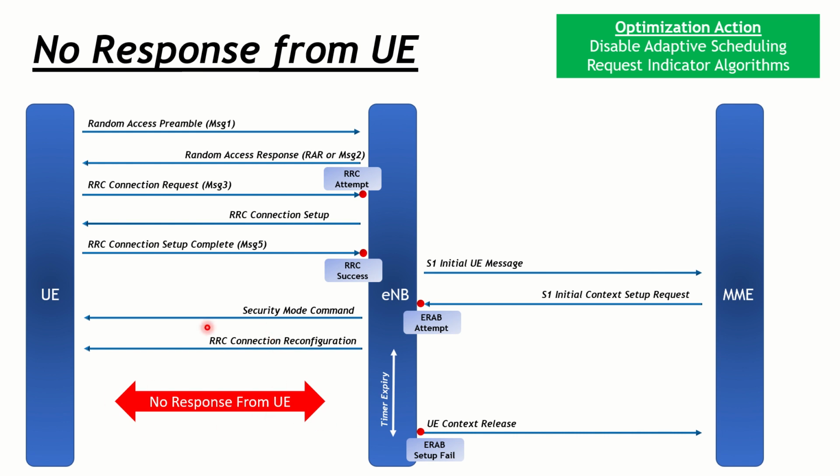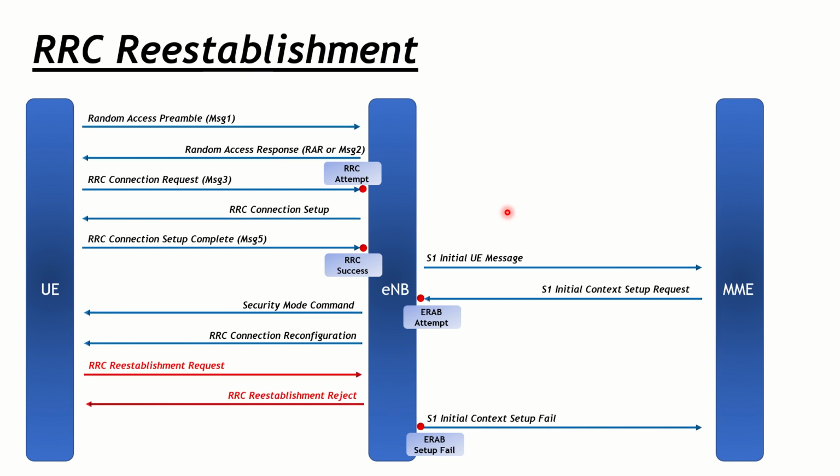So if you're having this issue and you have some feature enabled which can adaptively change the scheduling request indicator, then try disabling it and see if that improves. Okay, another issue would be RRC reestablishment.